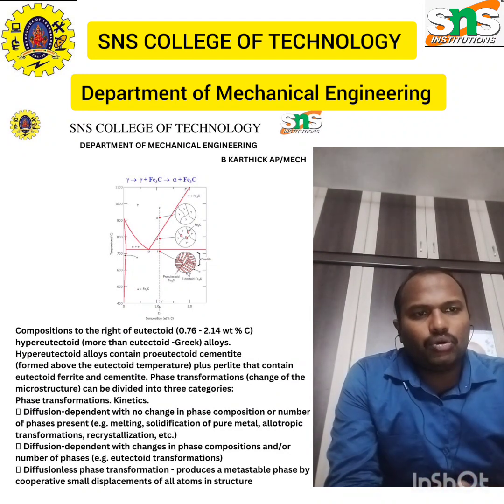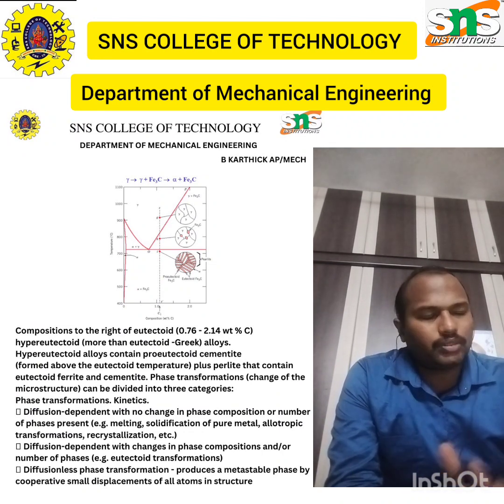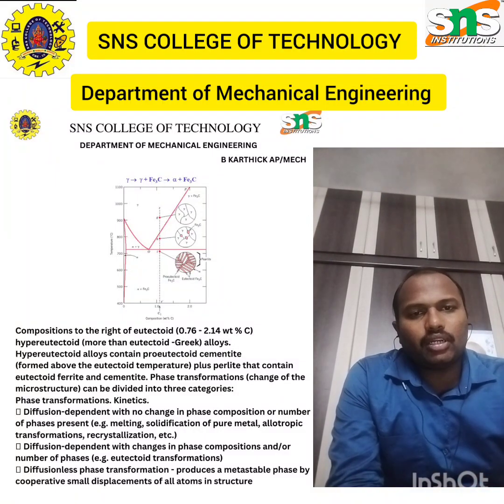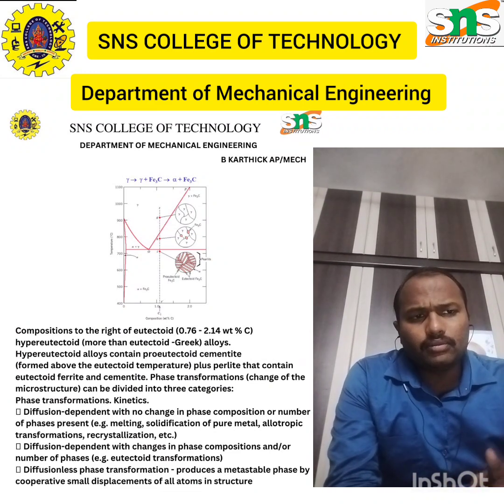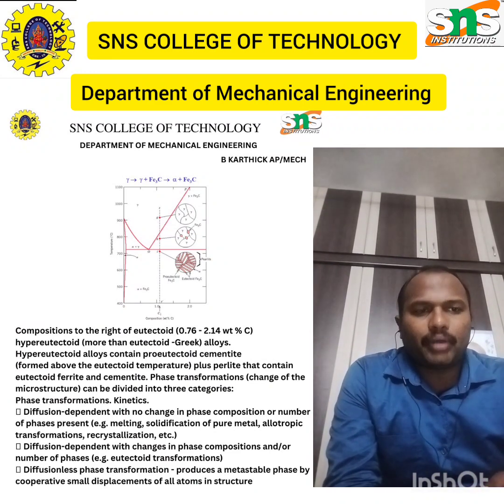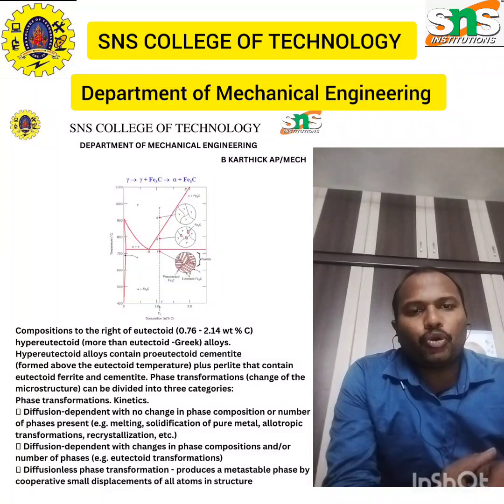So when we cool below 700 degrees Celsius, you can see the pearlite grains are separated, or this proeutectoid alpha is formed in between the pearlite region. So you can say in this microstructure we have pearlite and proeutectoid alpha.